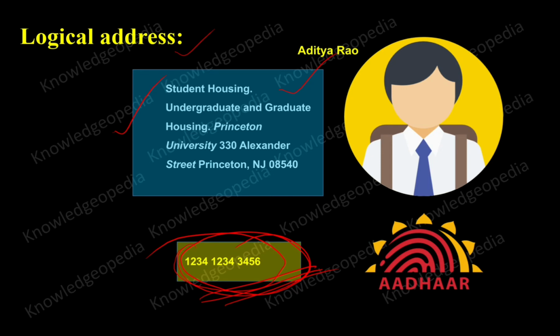But if we have a very small number of people, let us say a class of 30 students, and we go there and find out who is Aditya, we can identify him using this specific Aadhaar number. No problem, that is fine.